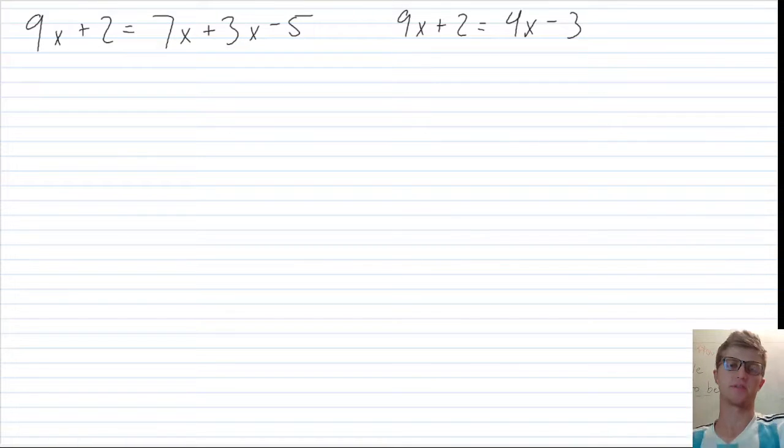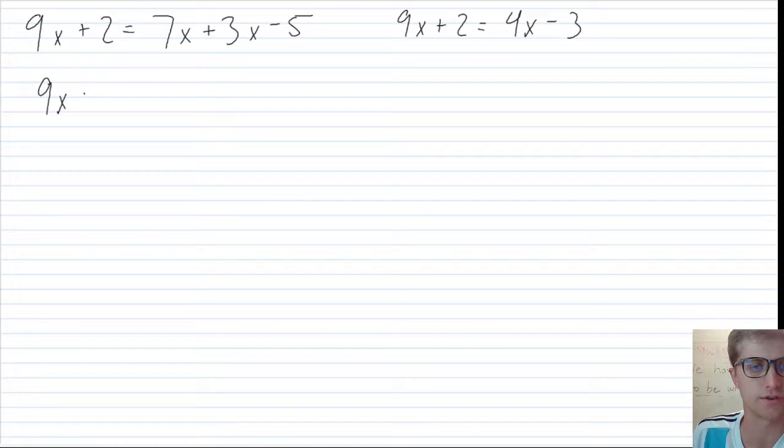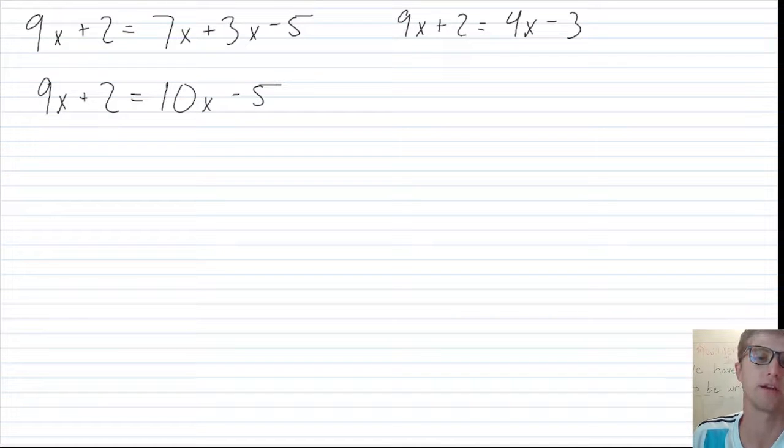9x plus 2 equals 7x plus 3x minus 5. Can we simplify on either side? Not on the left, so we'll just rewrite it. On the right, yeah. 7x plus 3x gives us 10x minus 5. All right, we want to get all the x's to one side.